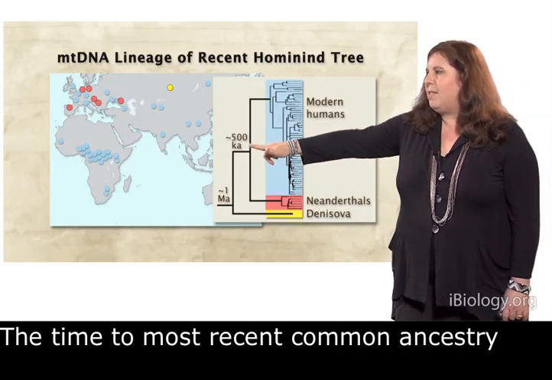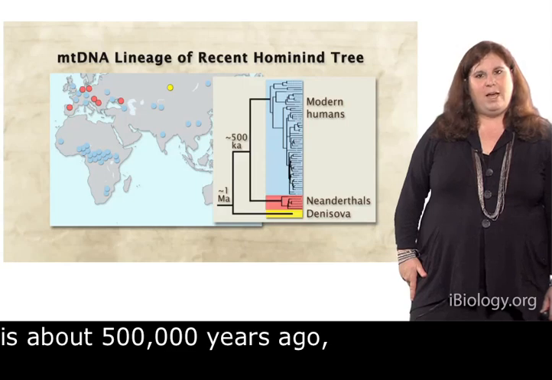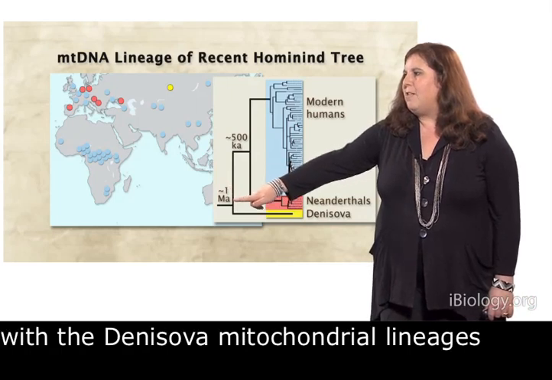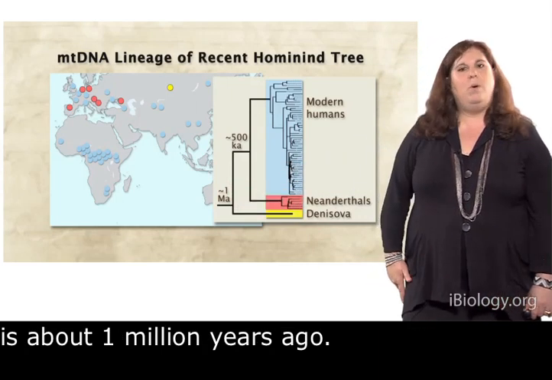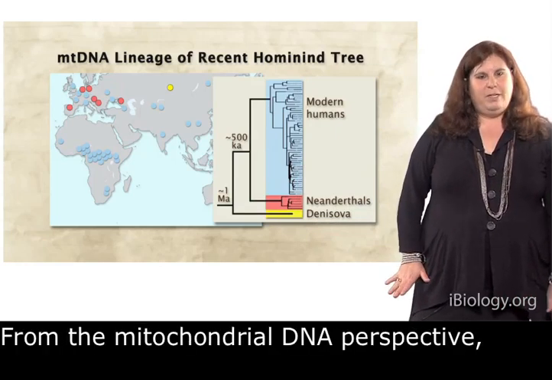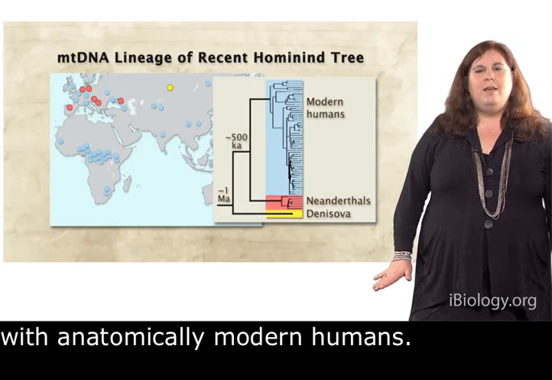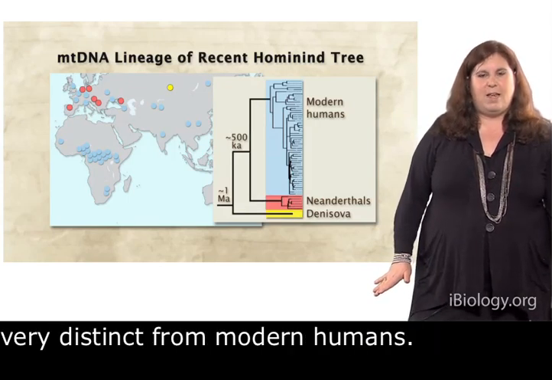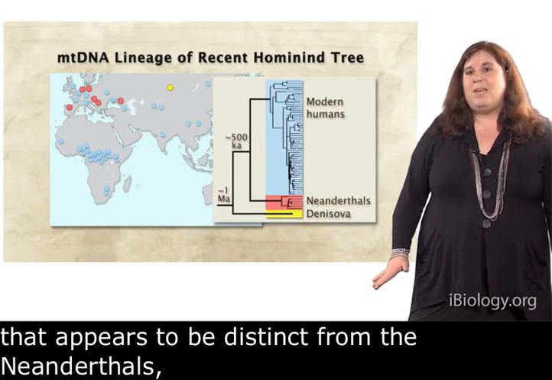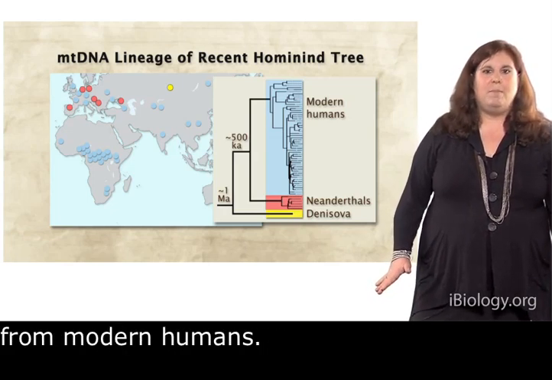The time to most recent common ancestry between humans and Neanderthals is about 500,000 years ago for the mitochondrial DNA lineages. And the time to most recent common ancestry with the Denisova mitochondrial DNA lineages is about 1 million years ago. So this is demonstrating a couple of things. From the mitochondrial DNA perspective, there's no evidence of any admixture with anatomically modern humans. The Neanderthal sequences are clearly very distinct from modern humans. It's also showing you that there was another species, Denisova, that appears to be distinct from the Neanderthals, and they diverge even earlier than Neanderthals from modern humans.